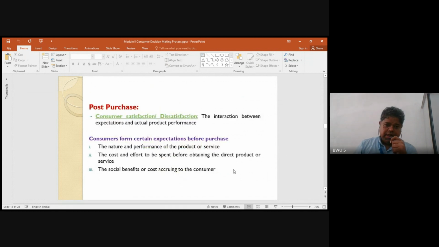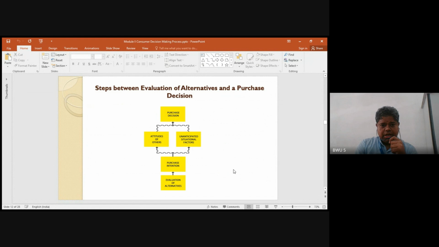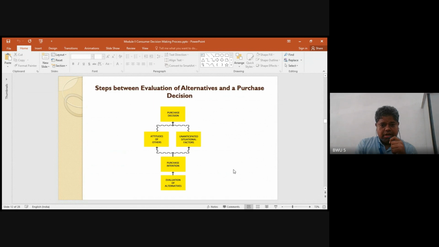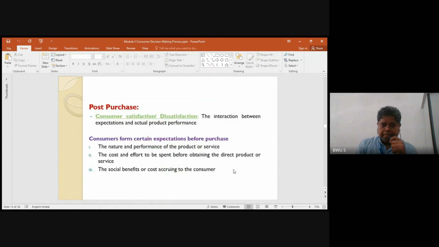And the fifth stage, known as post purchase. Here what we do basically, once we purchase a product, we try to evaluate our decision. We try to check whether we are satisfied. As we mentioned in the fourth step, that repeat purchase, the brand loyalty, you see the same thing. The post purchase is basically interaction between expectation and actual, or rather perceived, product performance.